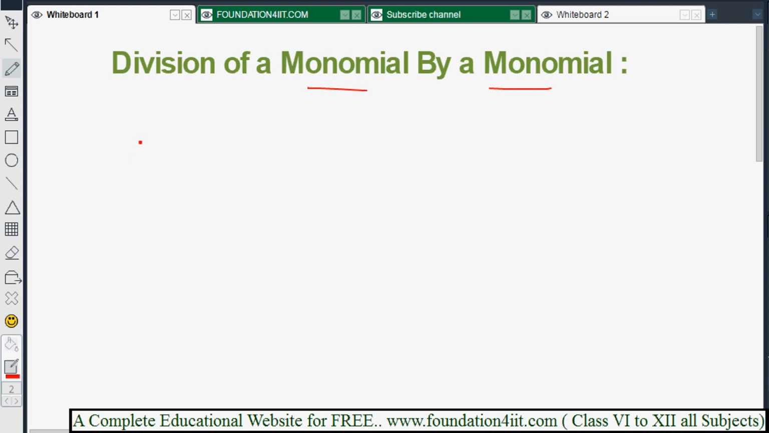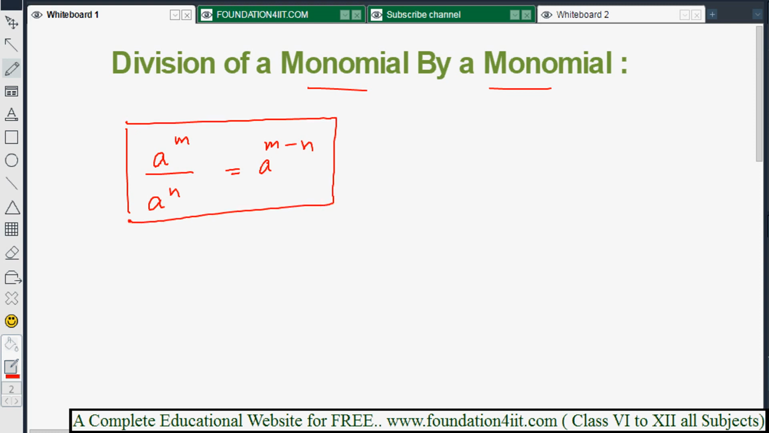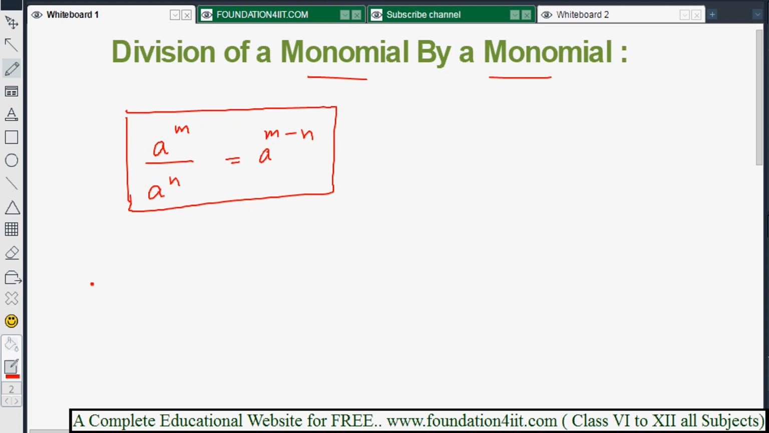We need to use a law, the quotient law of exponents. That is a to the power m divided by a to the power n. Whenever the base is equal, then we should subtract the powers: a to the power m minus n. So when in numerator and denominator the base is the same, a is the base and m and n are the powers, a power m by a power n is equal to a to the power m minus n. So this law of exponents we'll use in the division of polynomials. Okay, let me take one question first and I'll explain it clearly.